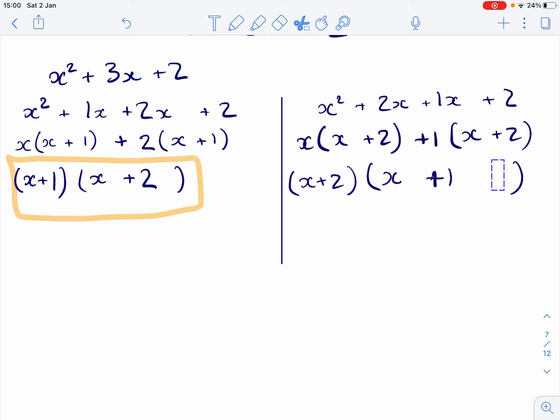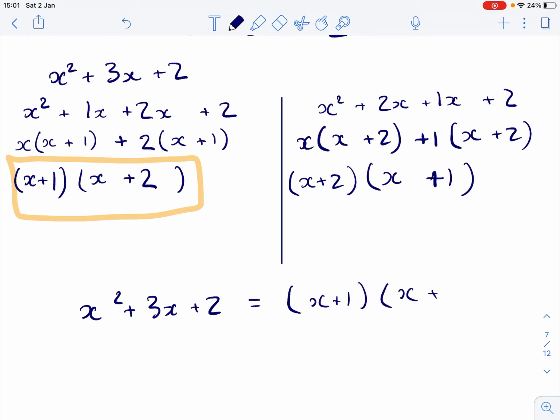Okay, so we do actually have the same answer here. Instead of x plus 1 times x plus 2, we've got x plus 2 times x plus 1. These are the same because with multiplication, it doesn't matter which way you write it down, 3 times 4 is the same as 4 times 3. So we can say x squared plus 3x plus 2 is x plus 1 times x plus 2, or x plus 2 times x plus 1.